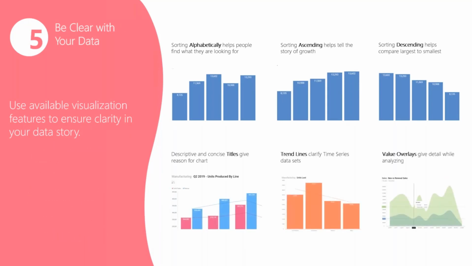There are a lot of design choices within the tools that you use. So even in Microsoft Excel, you can do some of this stuff. Make sure you use sorting. Sorting alphabetically really helps people find what they're looking for if it's like product names, maybe movie titles, I don't know. Sorting ascending will help me show a story of growth. Descending, maybe declining revenue, declining sales, or comparisons of largest to smallest. Titles are critical. Be as descriptive as you can in a title.